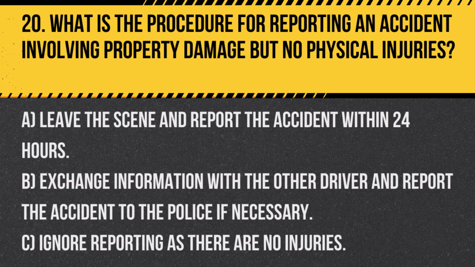Question 20. What is the procedure for reporting an accident involving property damage but no physical injuries? A. Leave the scene and report the accident within 24 hours. B. Exchange information with the other driver and report the accident to the police if necessary. C. Ignore reporting as there are no injuries.